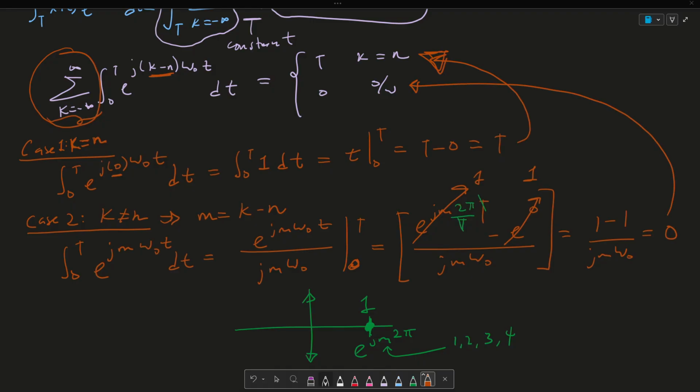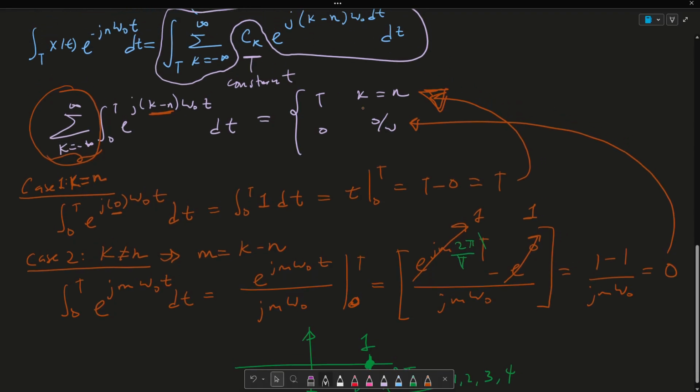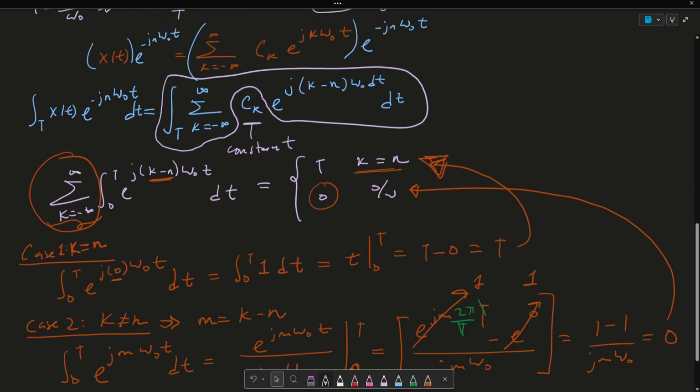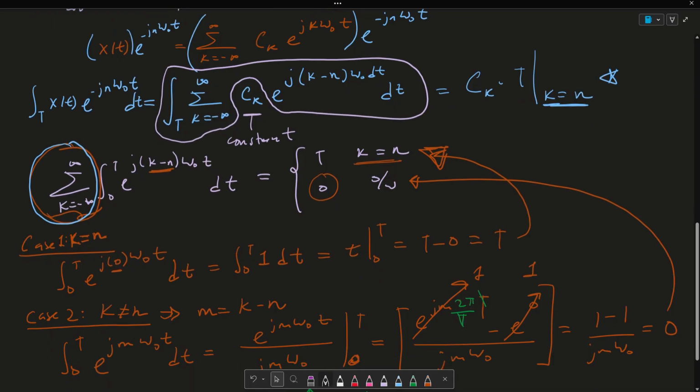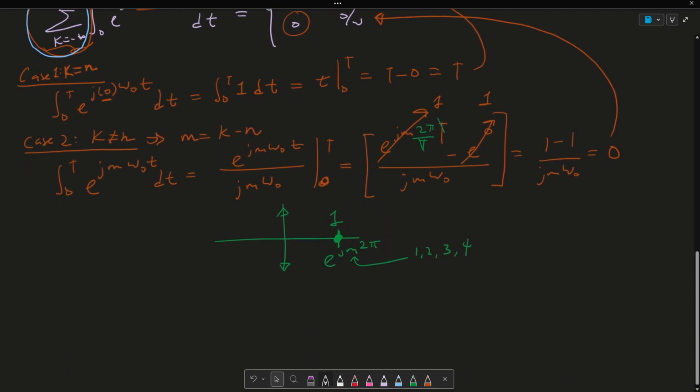All right. So since every case that k is not equal to n gives us a 0, we're only going to take the case where k is equal to n. So then essentially we say that this is equal to ck times T, where k is equal to n. Again, remember, this summation goes away because k is just one value. It's just a single value for ck. So let me go ahead and rewrite it down here just to clarify the work.